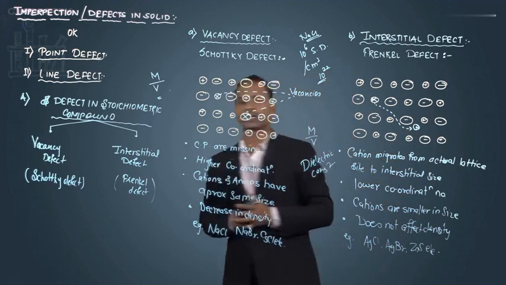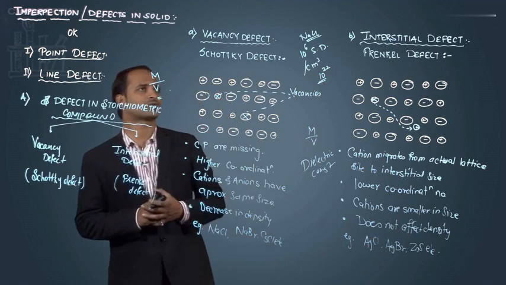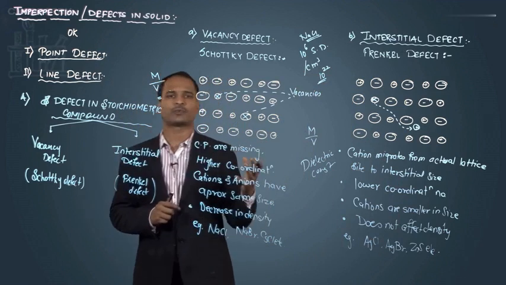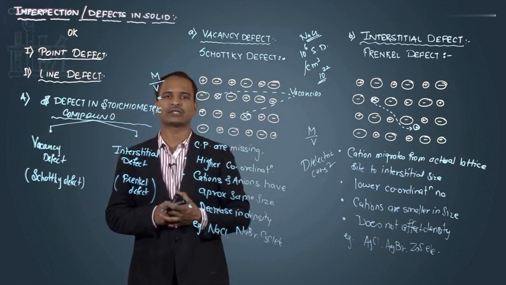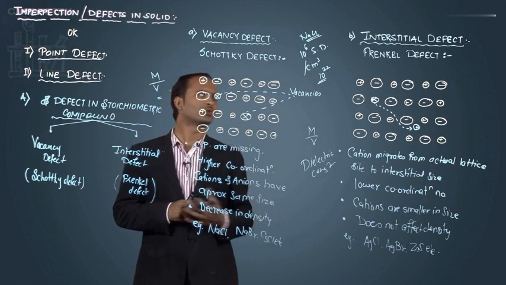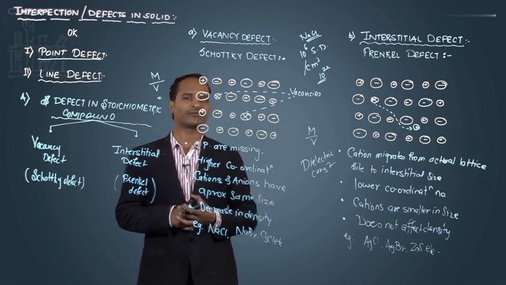So we have these two types of defects: point defects, that is the vacancy defect and the interstitial defect. For ionic solids, we have two more. The names are the Schottky and Frenkel defects.